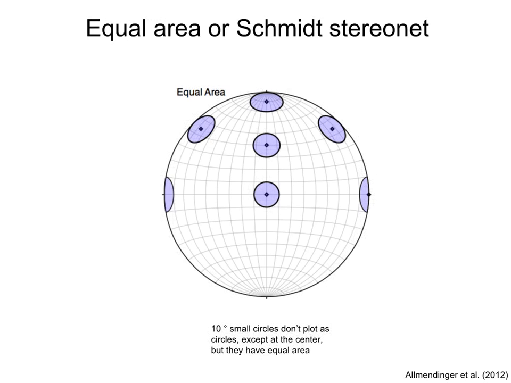The equal area stereonet preserves areas. 10 degree small circles don't plot as circles everywhere, but they all have the same area across the stereonet. This is great to visually inspect the density of data on a stereonet.